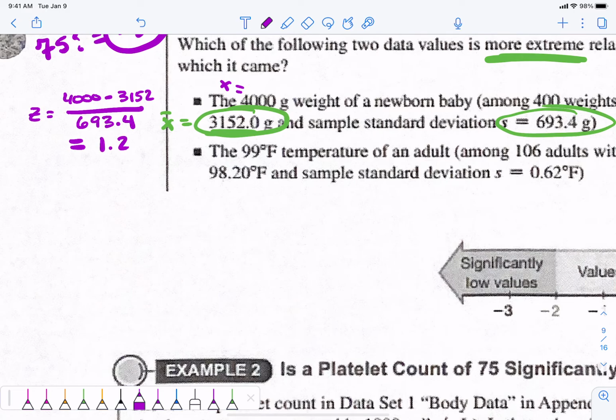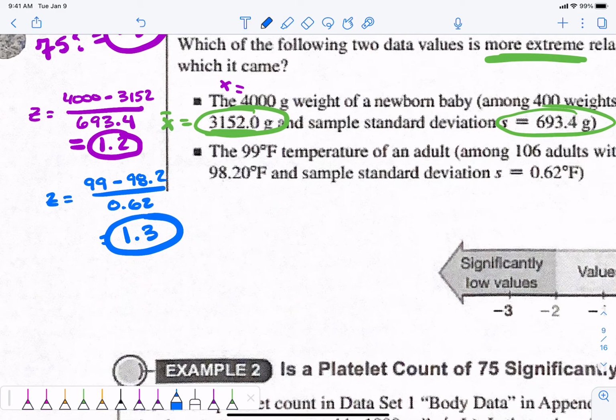1.2. So this birth weight of 4,000 grams is only 1 and a little bit more standard deviations away from the mean. It's a little over 1 standard deviation above the mean, okay? Let's figure out the temperature. 99 degrees doesn't seem like a whole lot, right? But we do 99 minus the average. What's the average again? 98.2. Okay, and we divide by the standard deviation, which is 0.62 degrees. 1.3.